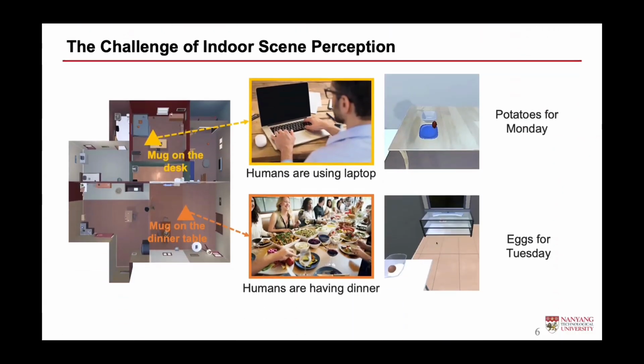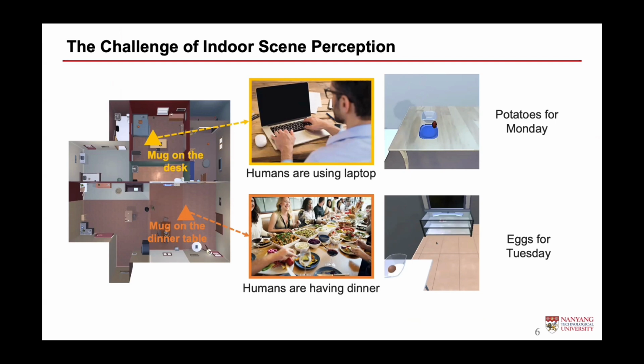So you might ask, can we just build the scene map before the robot starts to work? The scene map just records the locations and the categories of objects in different locations. This is often used in current navigation algorithms, but this is also infeasible because we have a lot of human activities in our household scenes. For example, when we are using a laptop in a study, the mug for drinking water may be put on the table in the study. But if we are having dinner, the mug may be put on the dining table.